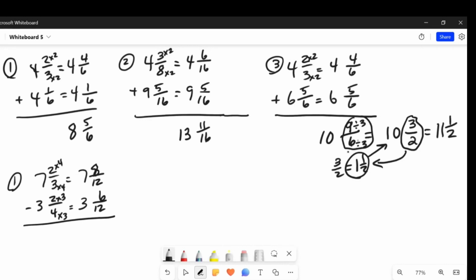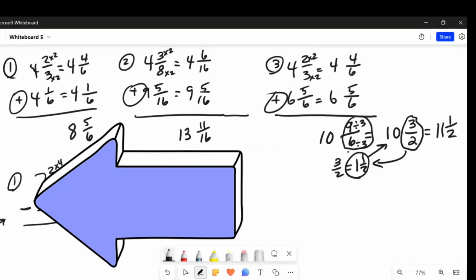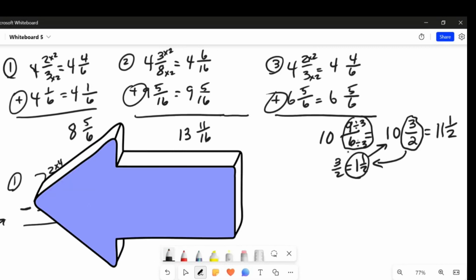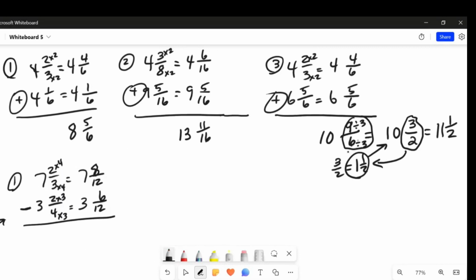Okay. Now we can do the fractional part. And you have to be careful when you're doing the problem in the stacked format. You've got to remember whether you're doing addition or, in this case, we're doing subtraction. So we have, with our fractional part, 8/12 minus 6/12, which gives us 2/12. And we have 7 minus 3, which is 4.